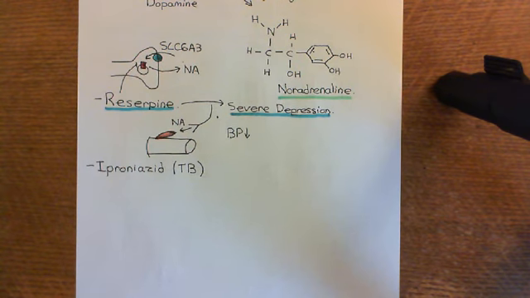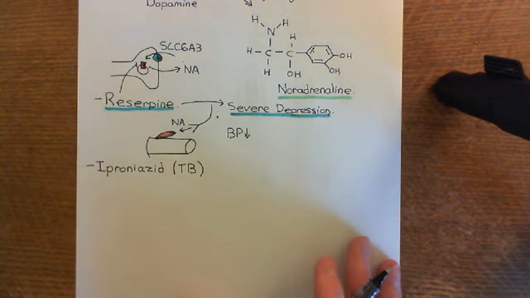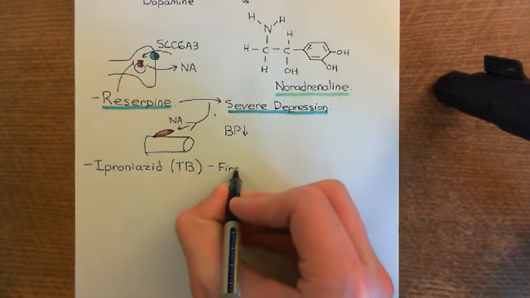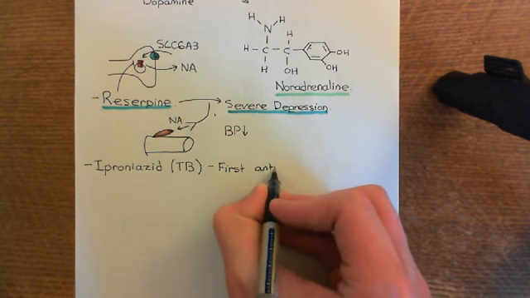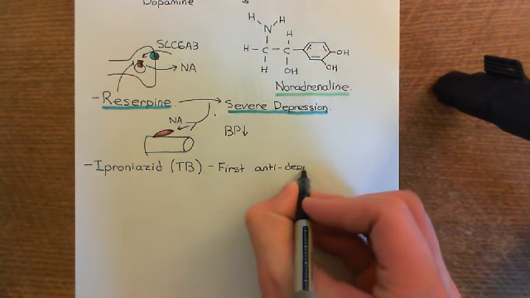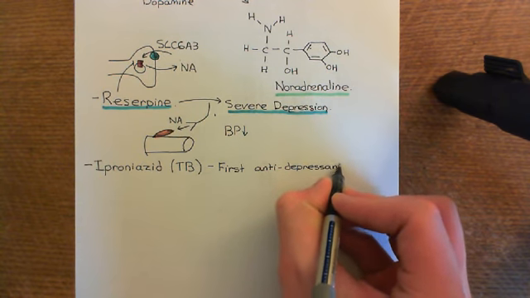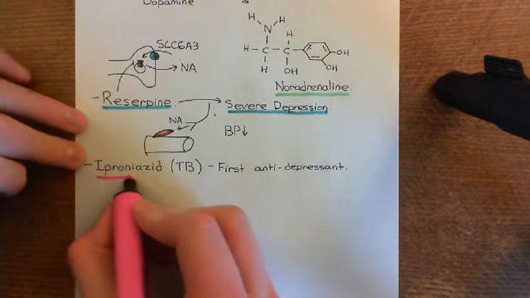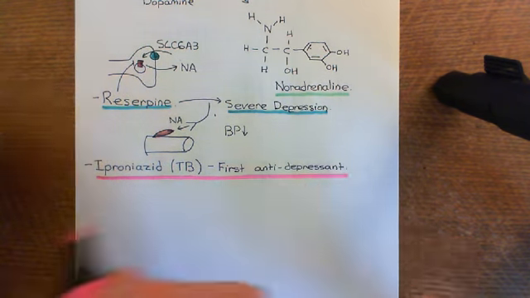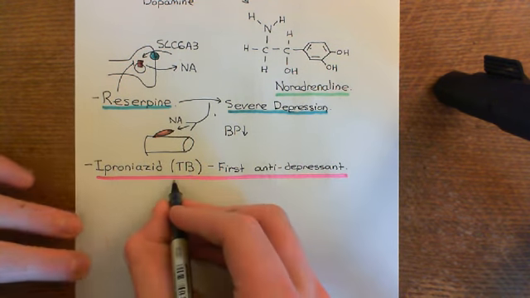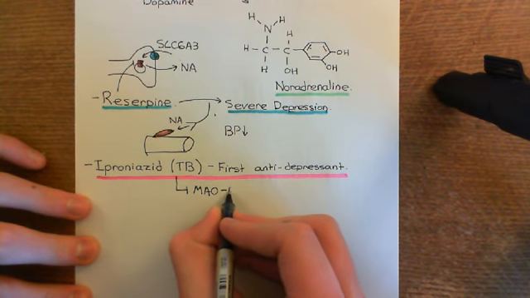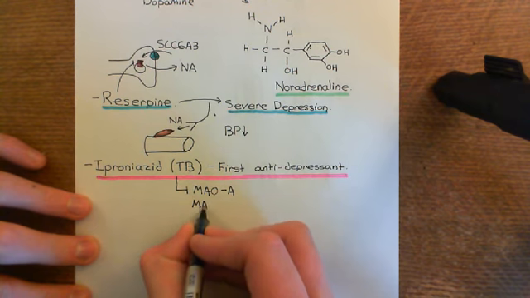So iproniazid was this anti-tuberculosis drug, and it was found that it was actually effective as an antidepressant, and this was the first antidepressant that anyone had ever found. So it was the first useful antidepressant. It actually produced antidepressant effects. Now how was it found to produce antidepressant effects? Well, in actual fact, iproniazid turns out to inhibit monoamine oxidase enzymes. It inhibits both monoamine oxidase enzymes. So it inhibits monoamine oxidase A enzymes and also monoamine oxidase B enzymes.